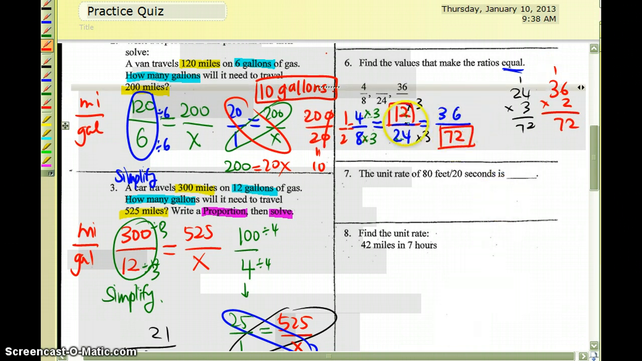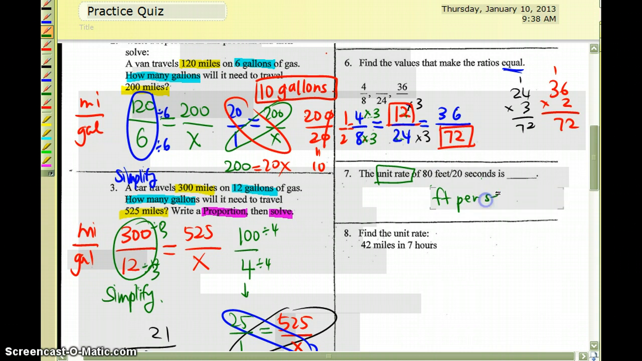So I do also know that these are all fractions that equal half. And there we go. Number 7, a unit rate. Here, I have 80 feet for 20 seconds. I'm really looking at the feet per second. How many feet per second is 80 feet traveled at in 20 seconds?